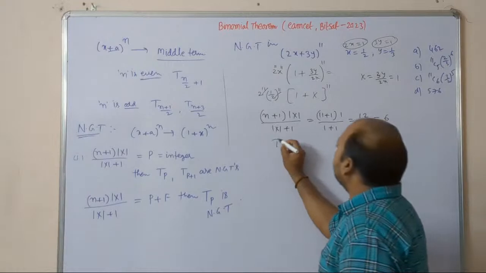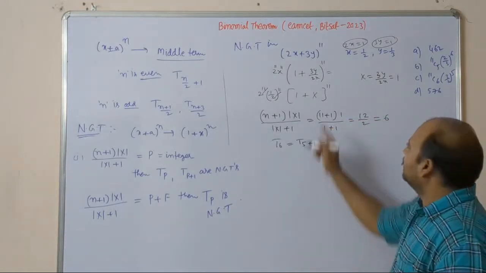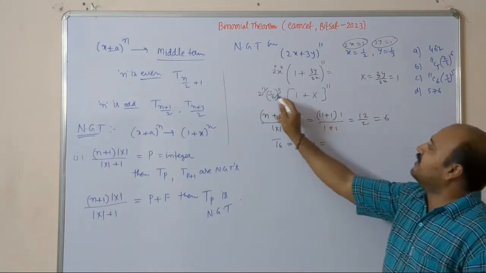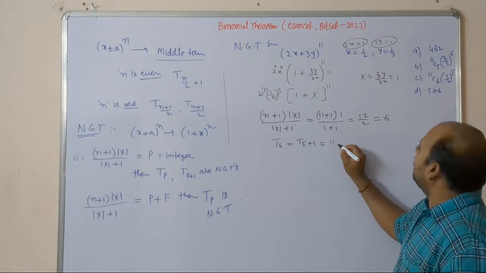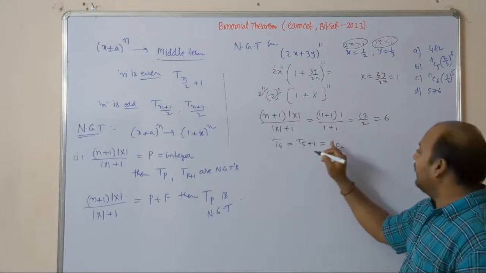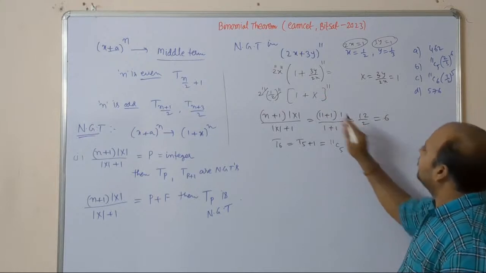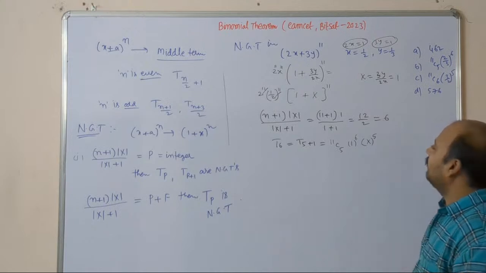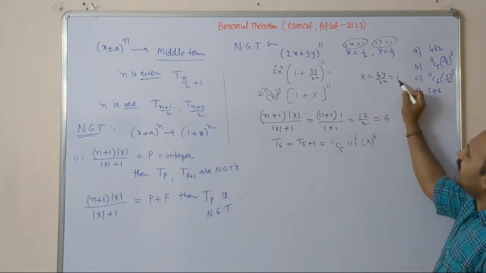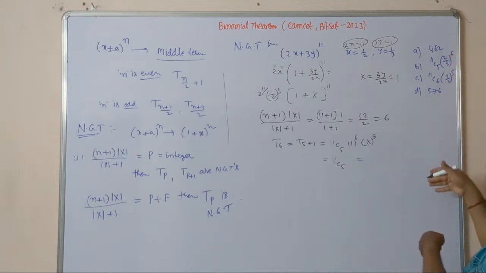So first I am calculating T6. T6 means T5 plus 1 now. So from here you can calculate this value, (1 plus x) whole power 11. So n value 11C5, r value 5, 11C5, 1 power 11 minus 5, 6. Here x power 5 will come. Even x value also 1 only now. So 11C5. But 11C5 is not there in the options.